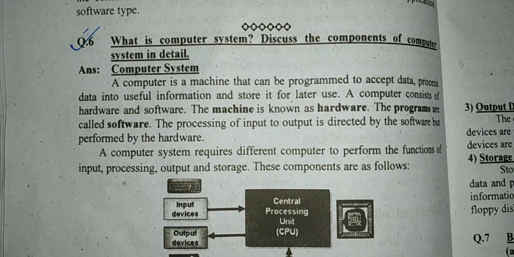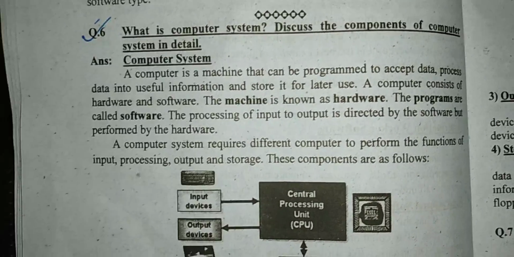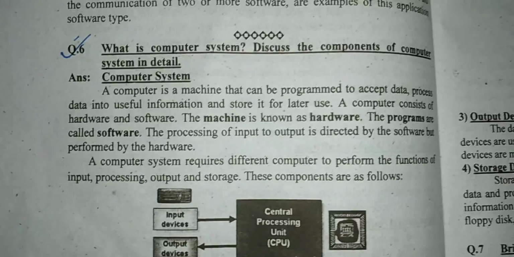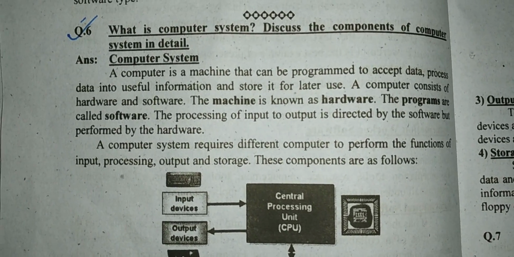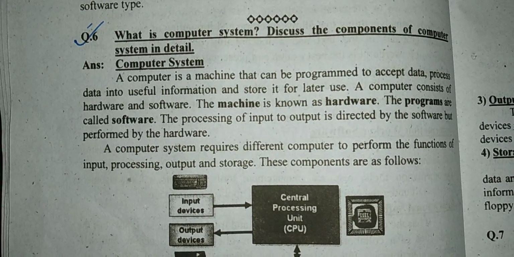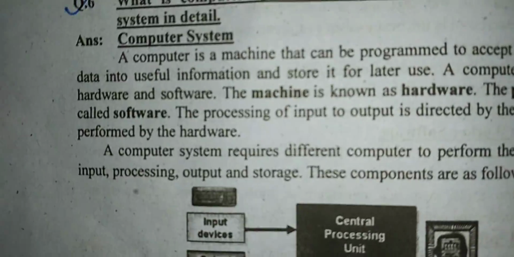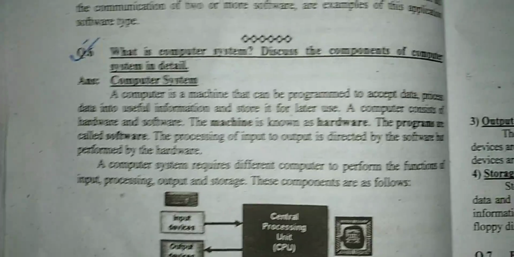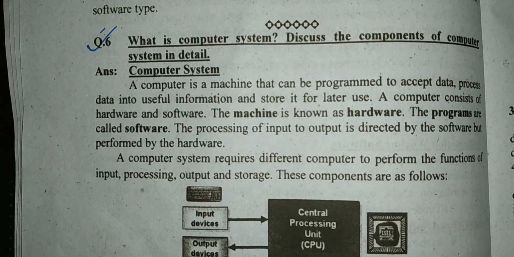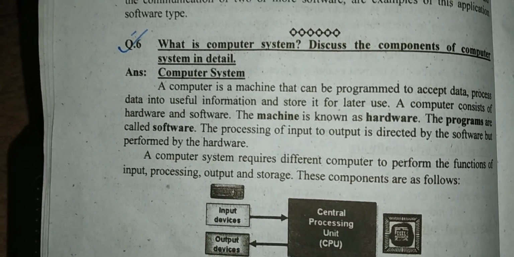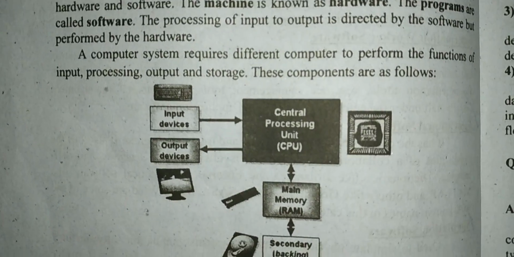A computer is a machine that can be programmed to accept data, process data into useful information, and store it for later use. A computer consists of hardware and software. The machine is also known as hardware, the programs are called software. The processing of input to output is directed by the software but performed by the hardware. A computer system requires different components to perform the functions of input, processing, output, and storage. These components are as follows. As you can see in the diagram.